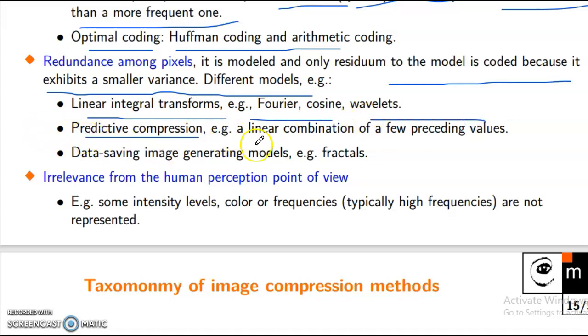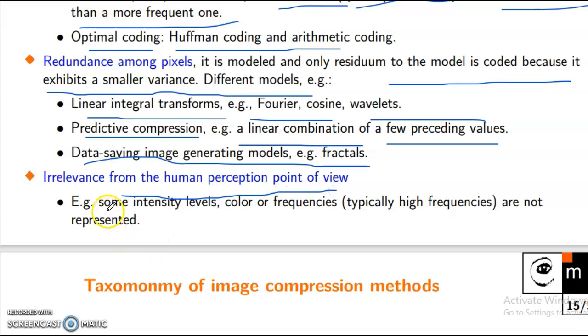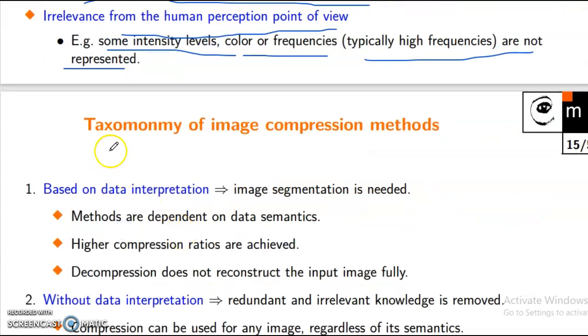Predictive compression, a linear combination of a few preceding values. Data saving, image generating models, fractals. Irrelevance from the human perception point of view: for example, some intensity levels, colors or frequencies, typically high frequencies, are not represented.